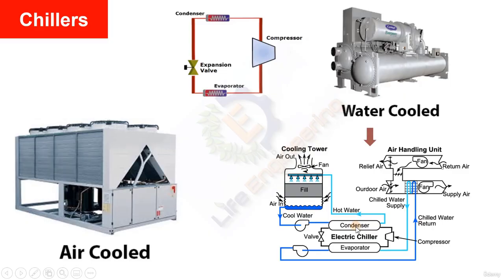It has two shell and tube heat exchangers. One heat exchanger exchanges the heat between the refrigerant and the chilled water, which goes to the air handling unit and fan coil unit, and the other heat exchanger exchanges the heat between the same refrigerant and the cooling water, which is cooled by the cooling tower.